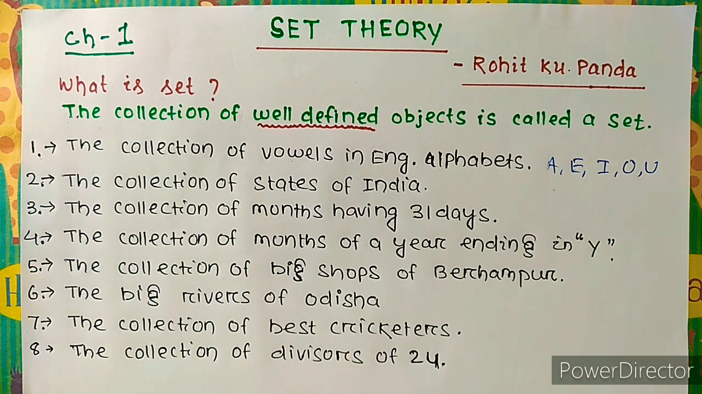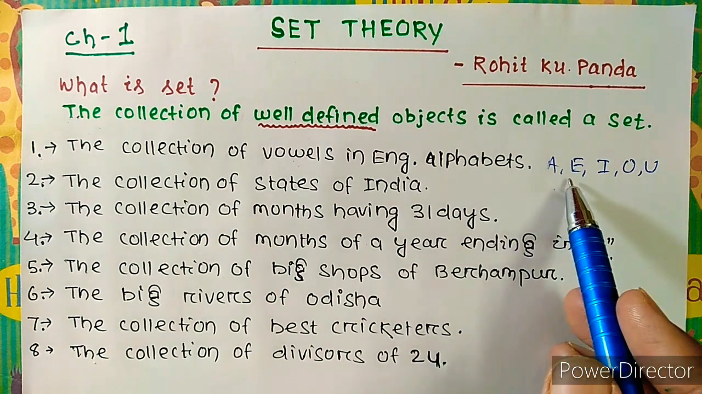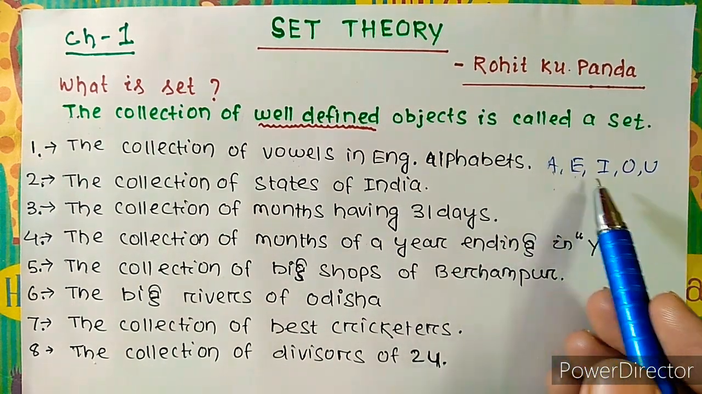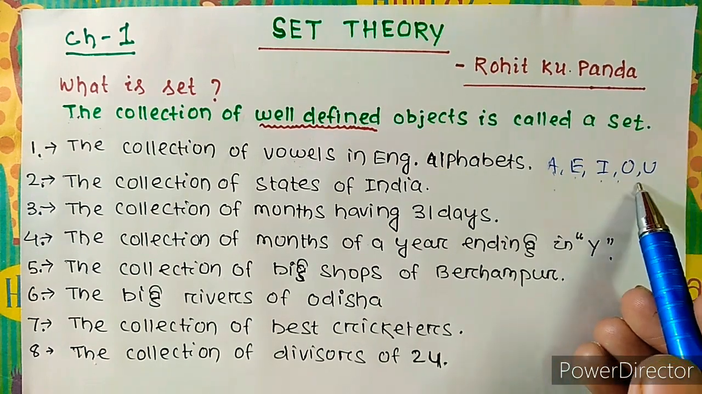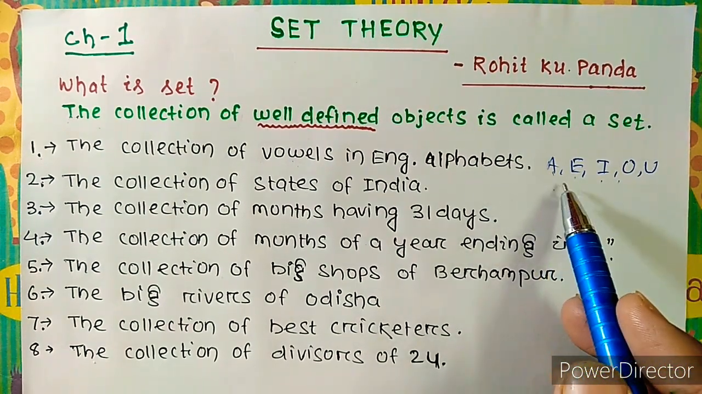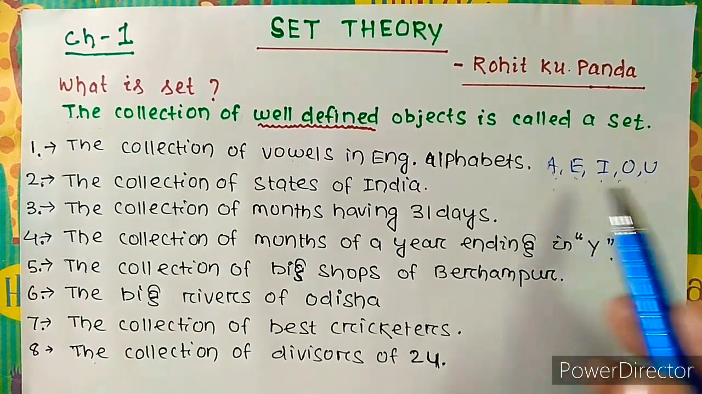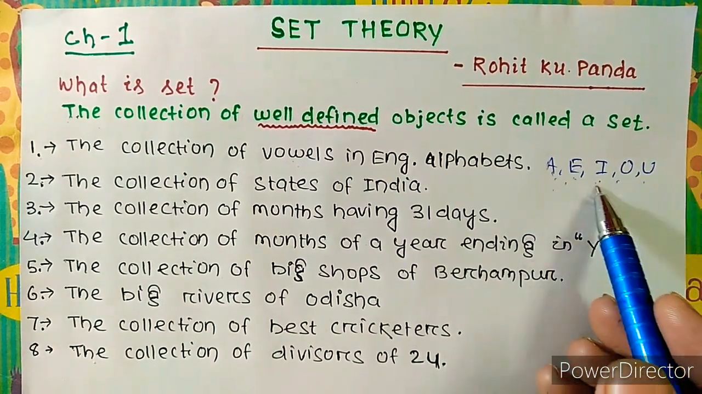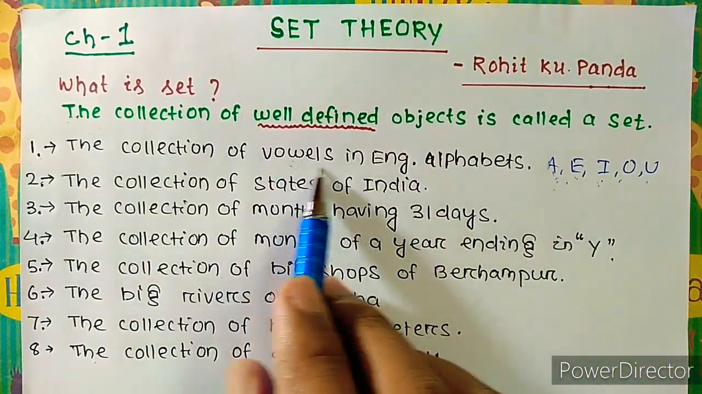We can understand it more clearly by taking examples. Example number 1 is the collection of vowels in the English alphabet. While collecting the vowels in the English alphabet, we are taking only these 5 alphabets: A, E, I, O and U. So without any confusion, these 5 objects are the answer to this question.